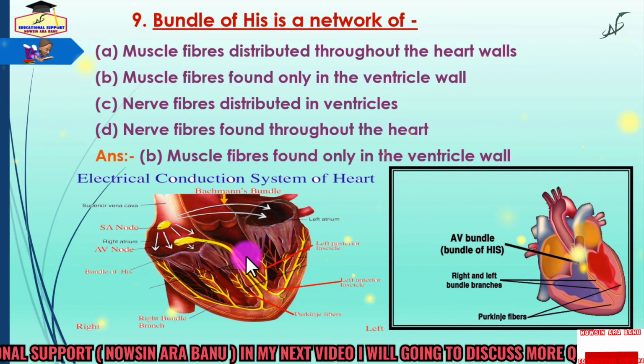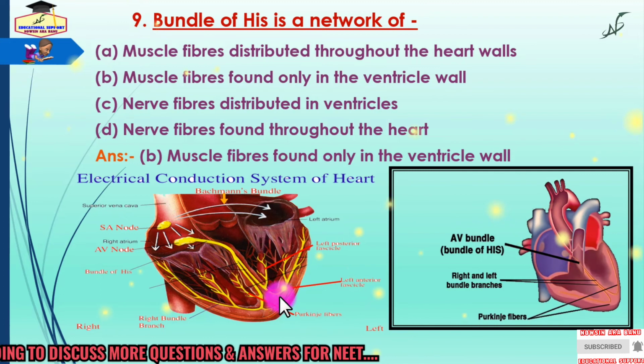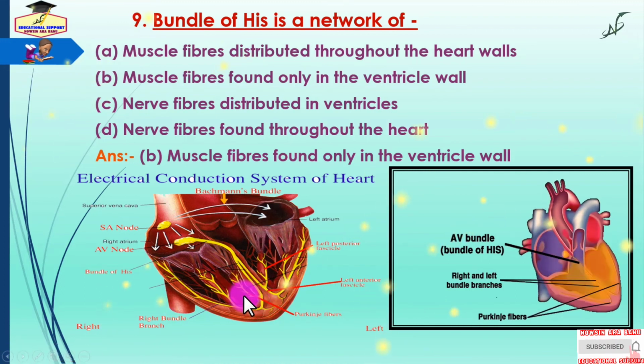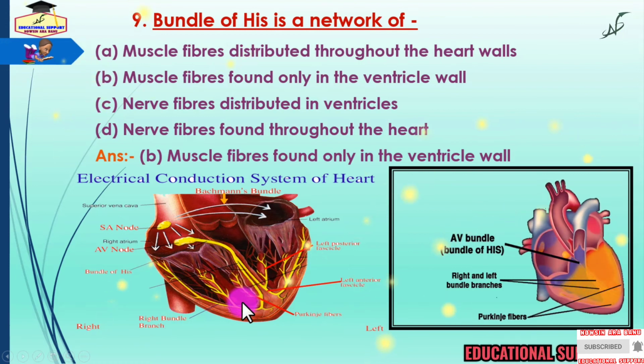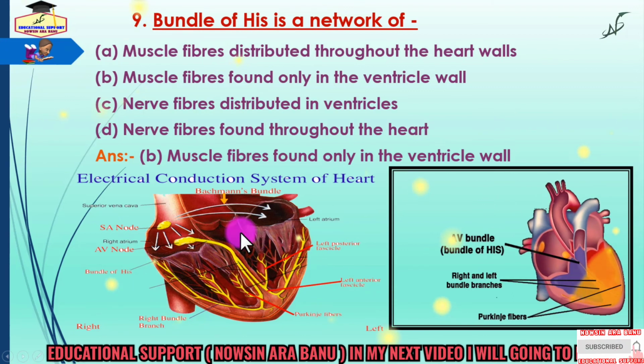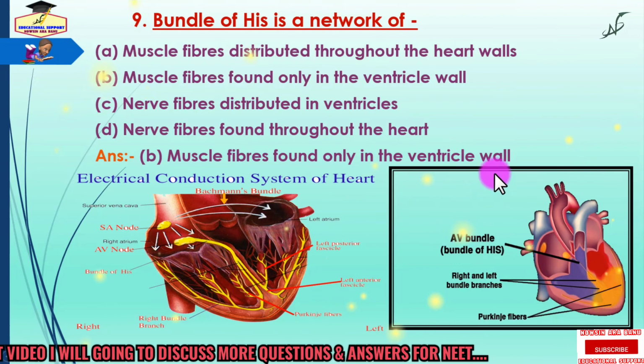The fascicular branches then lead to the Purkinje fibers, which provide electrical conduction to the ventricles, causing the cardiac muscle of the ventricles to contract at a spaced interval. So the answer is muscle fibers found only in the ventricle wall.